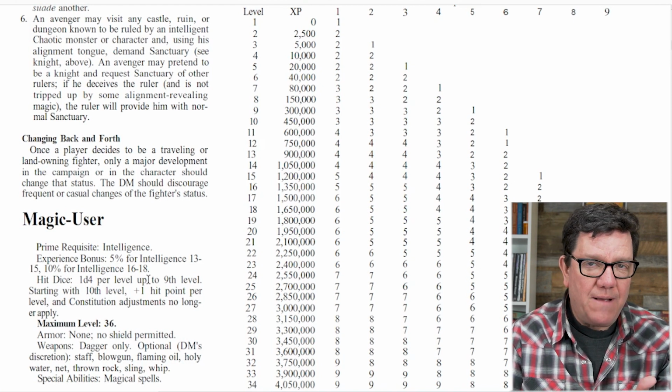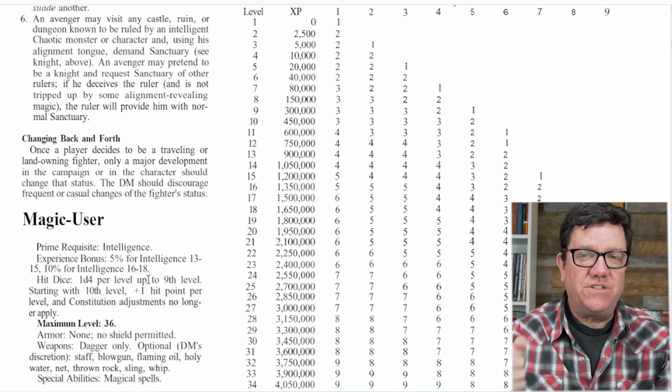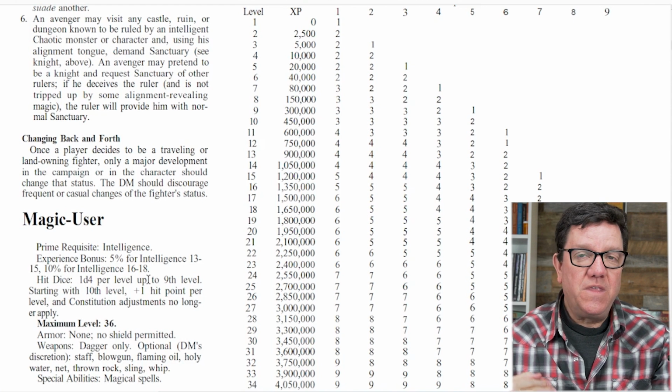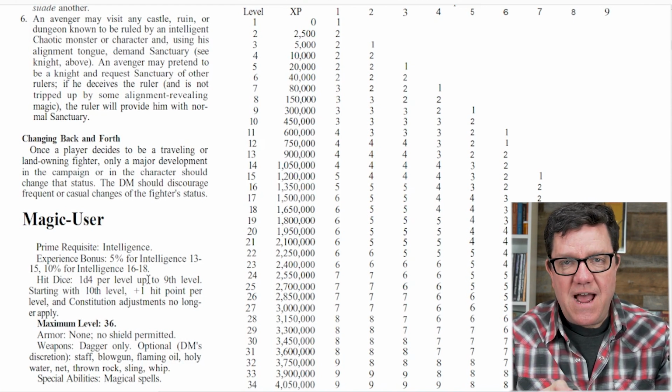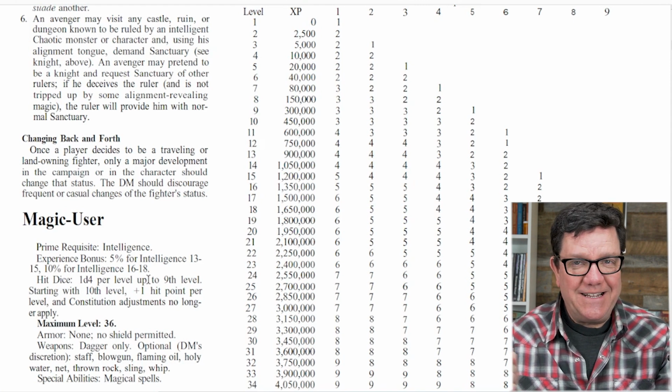Now, they do say in here optionally a staff. We would give magic users a staff because we thought of sort of Gandalf. So they did have that. But again, you're super vulnerable. Armor class 9, in this system, you're vulnerable, right?